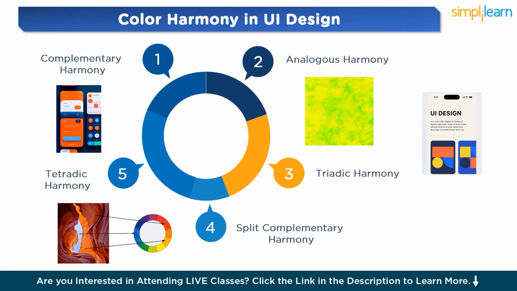5. Tetradic harmony involves the use of two pairs of complementary colors, creating a rectangular shape on the color wheel. Example, a UI combining red and green with blue and orange accents. This harmony scheme provides a wide range of color options while maintaining balance and contrast.